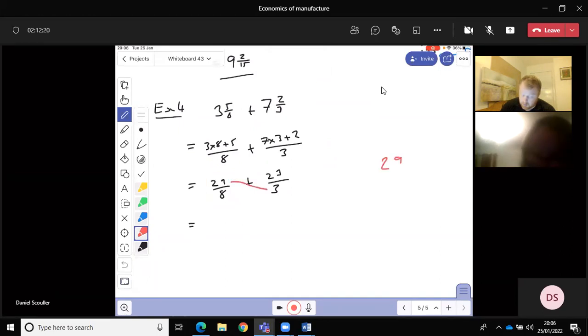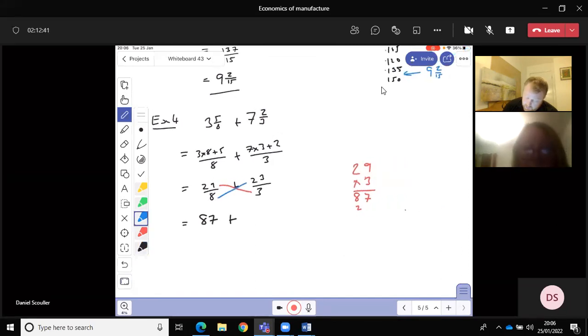Okay, so 29 multiplied by 3. Okay, 3 9s are 27. 3 2s are 6. Plus that 2 you're left with, 87. Plus that 8 times 23. 8 times 3, 24. Left with 2 there. 2 times 8 is 16, plus that 2 is 18. Three times 8 down the bottom is 24.